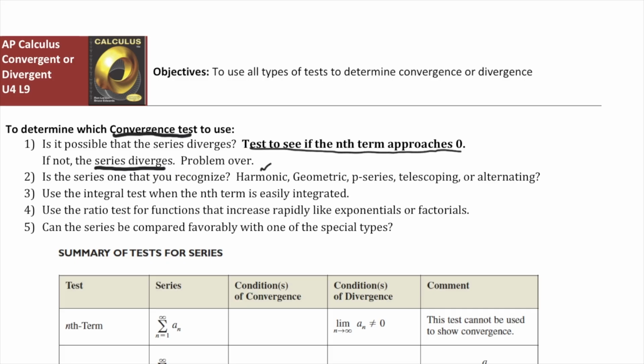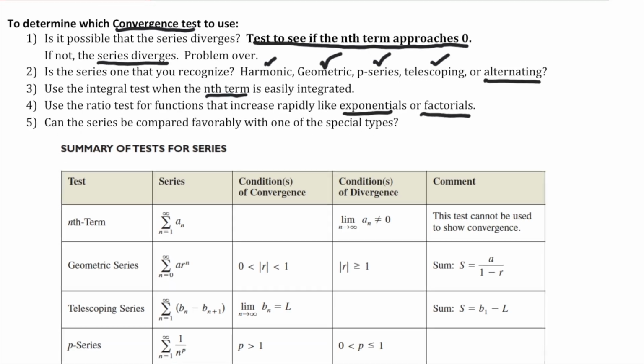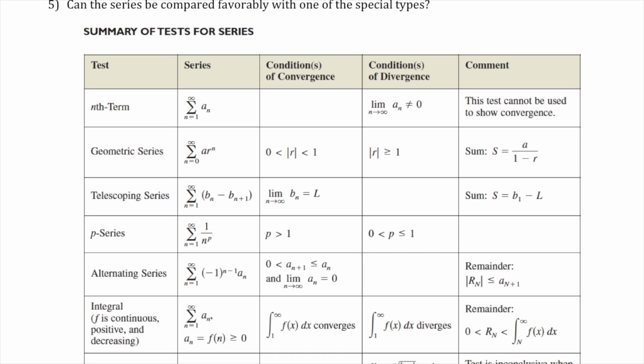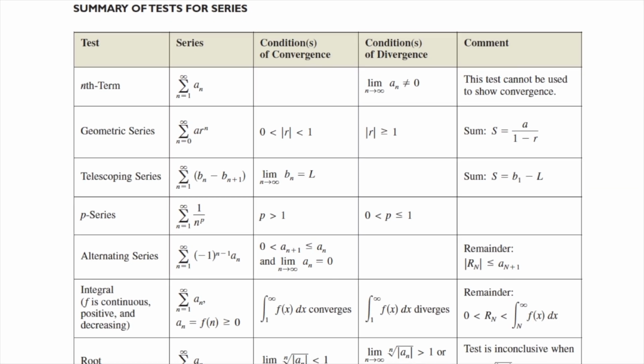Is your series harmonic, geometric, a p-series? Could it be telescoping, or is it alternating? Maybe you have to use the alternating series test. Use your integral test when the nth term is easily integrated. The ratio test is best used for functions that increase rapidly, like exponentials and factorials. Can you tell which series can be compared favorably with one of these special types? Perhaps the limit comparison test is best.